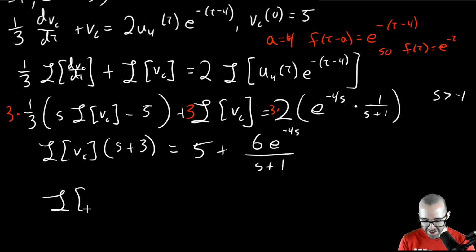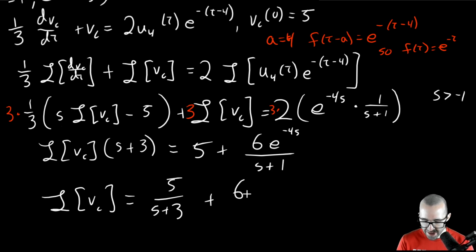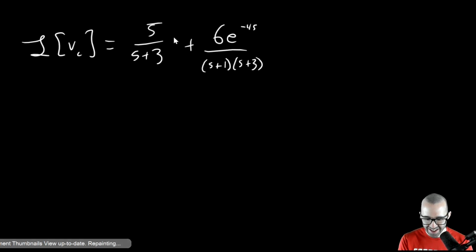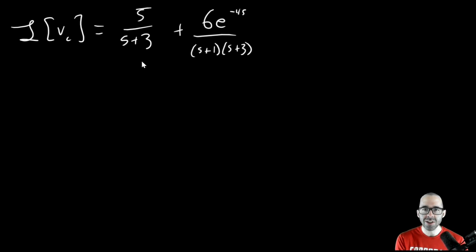We're almost done with one part, right? We can solve for the Laplace transform. Divide both sides by s plus 3. We get 5 over s plus 3 plus 6 e to the negative 4s over s plus 1, s plus 3. Love that right-hand side. And we can now use the inverse Laplace transform. Woo! Because the inverse Laplace transform of the first one's not bad, right? That's just going to be an e to the negative 3t.